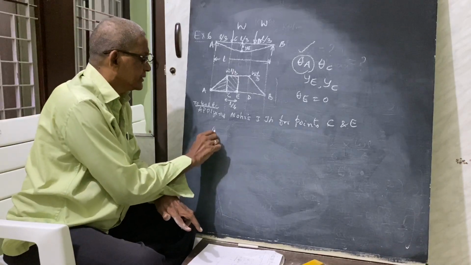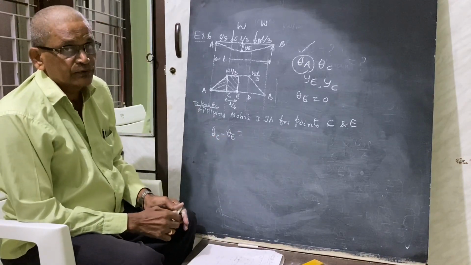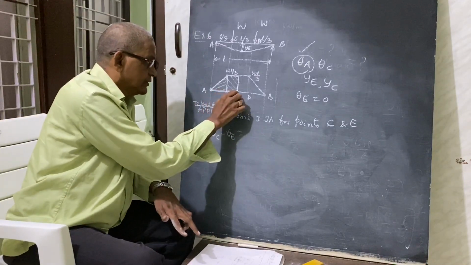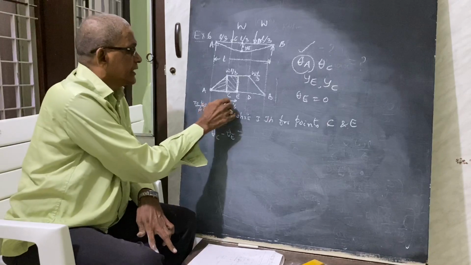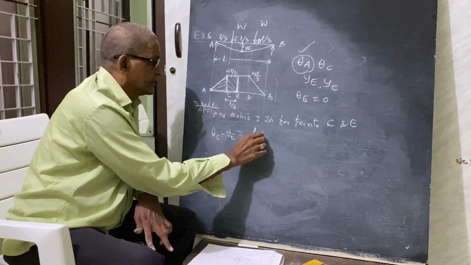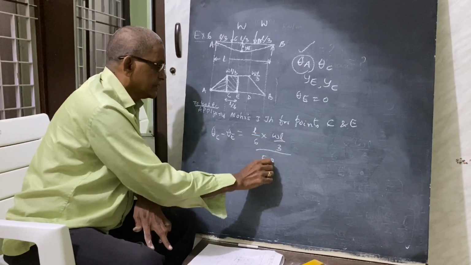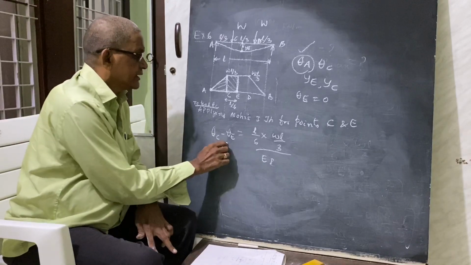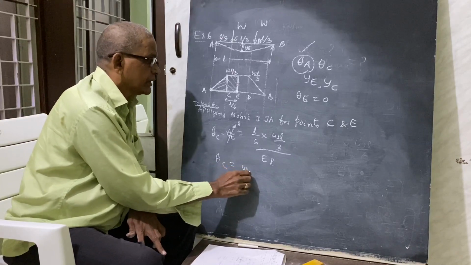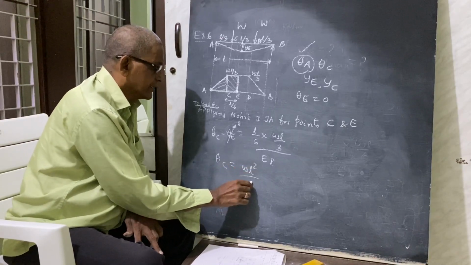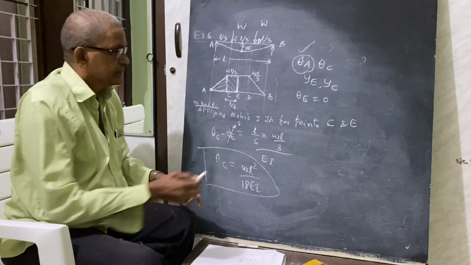So what is that now? Theta C minus theta E is equal to what? Area of the bending diagram between C and D. What is this diagram? Nothing but a rectangle. And what is the area of the rectangle? Length is how much? L by 6. Height is how much? WL by 3 by EI. So again theta E is 0, we will have theta C equal to WL square by 18 EI. So theta C is also found out now.